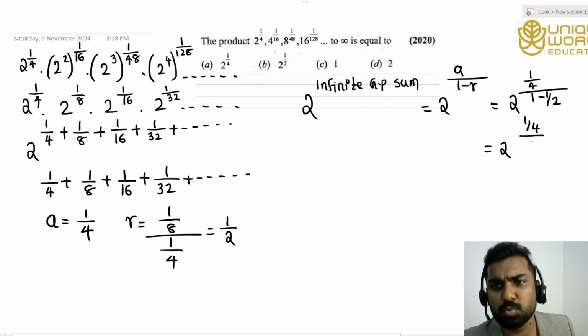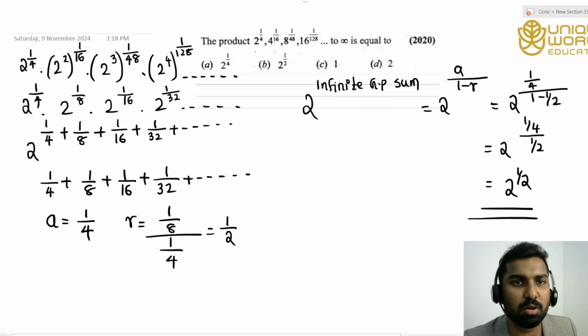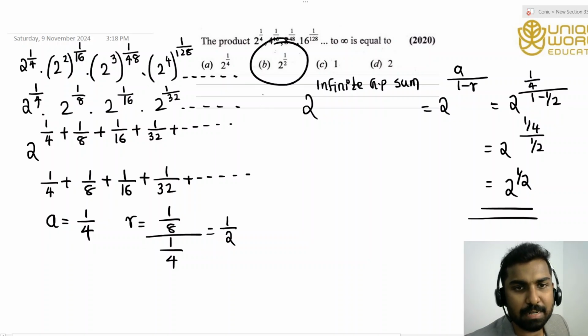1 minus 1 by 2 is 1 by 2, right? So 1 by 4 divided by 1 by 2. So this will become 2 to the power 1 by 4 divided by 1 by 2, which is 2 by 4. If you halve it, it's half, simple. Okay. 2 to the power 1 by 2. If you are checking the options, yes, option B is the correct answer.